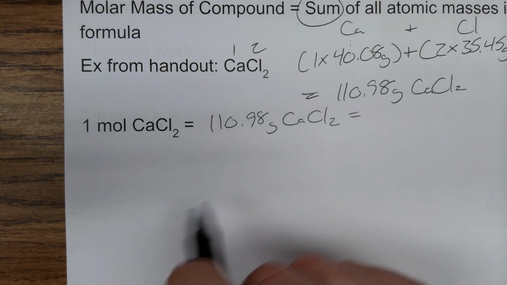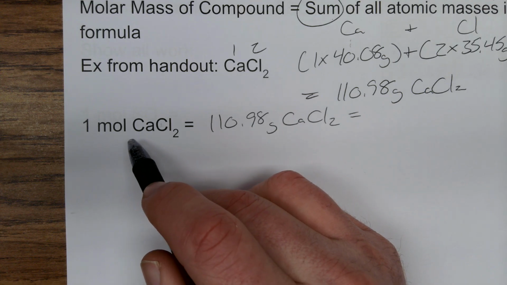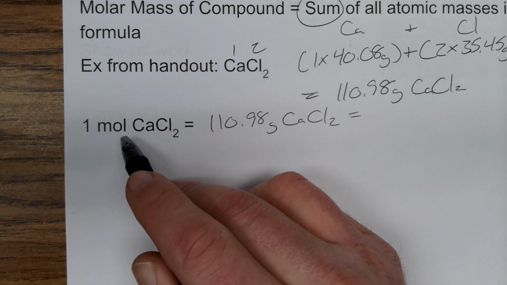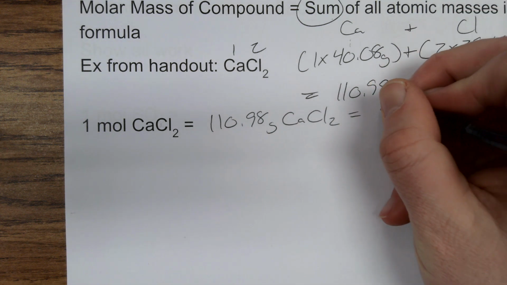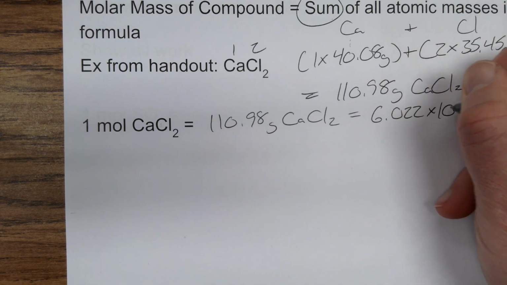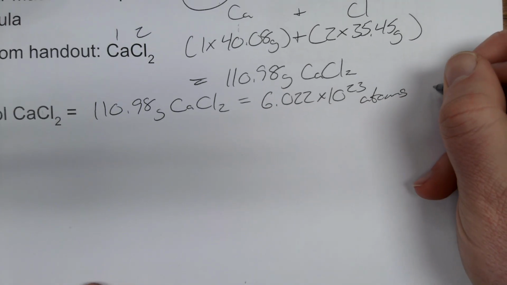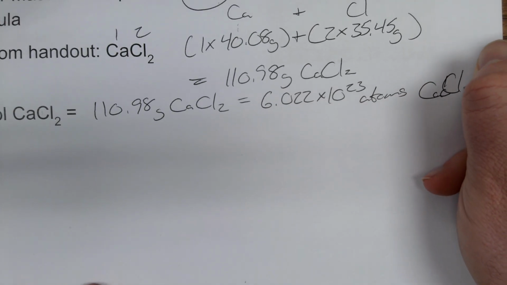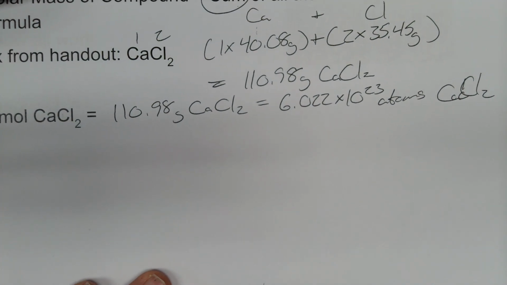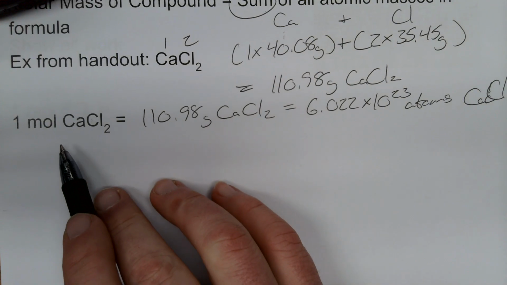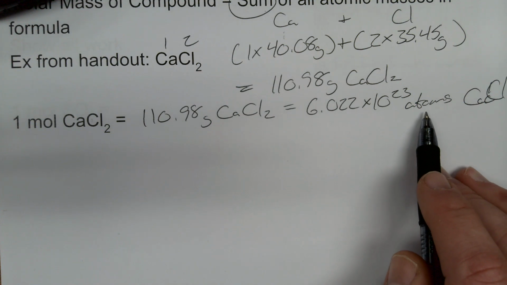How many moles of calcium chloride do I have? Only one, right? What's my number? If I have 1 mole of something, how many atoms do I have of it? 6.022 times 10 to the 23 atoms of calcium chloride. My mole always equals 6.022 times 10 to the 23 atoms.